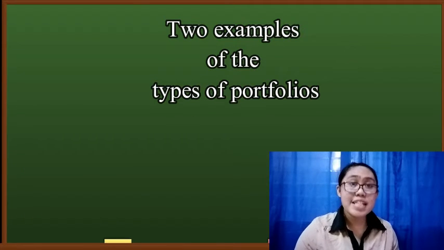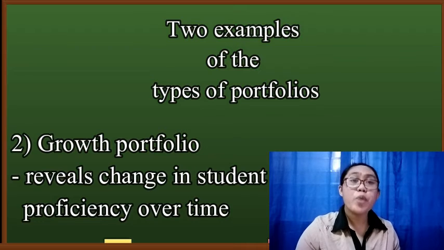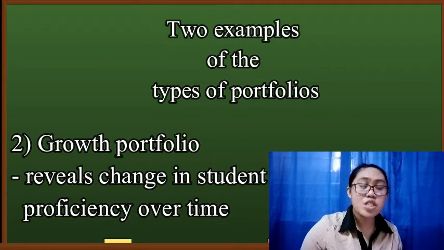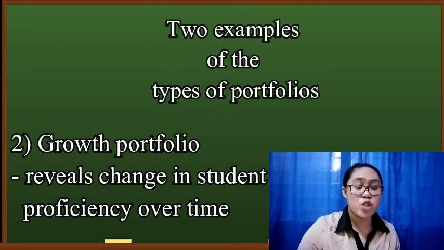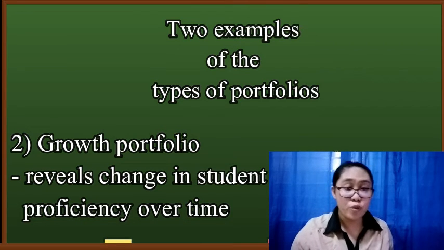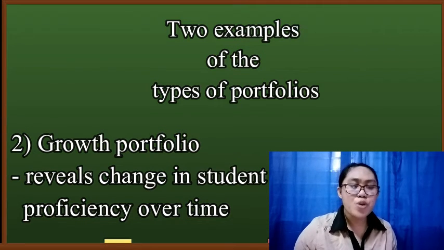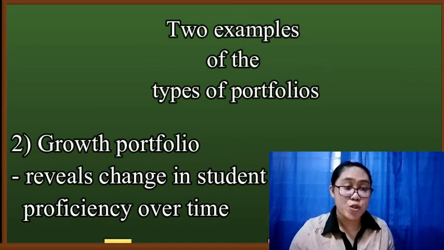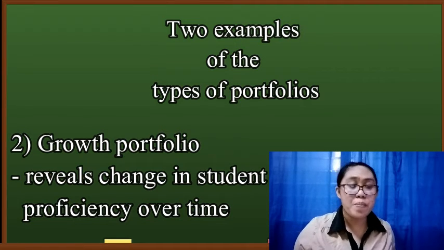Then, the second example is the growth portfolio, which reveals change in student proficiency over time. Selections of student work are collected at different times to show how skills have improved. Most of the examples are selected by teachers or predetermined.